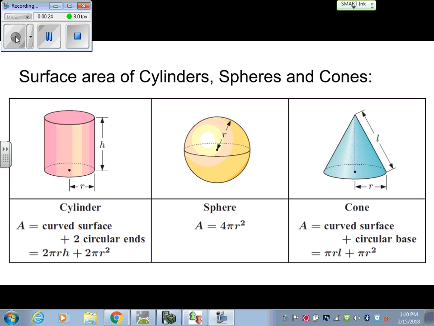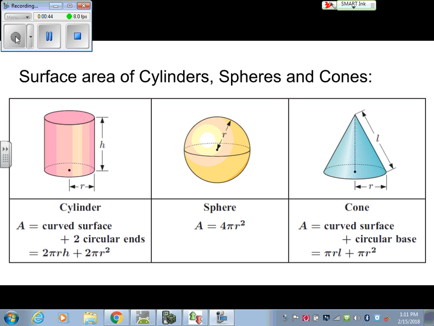This slide that I've got up here is a really important one, and you may want to pause the video to write down these formulas and even make a sketch of these figures. The three figures that we'll be focusing on in this video are cylinder, sphere, and cone, each of which has a unique formula to help us find its area.